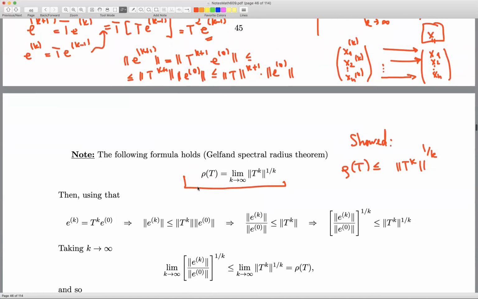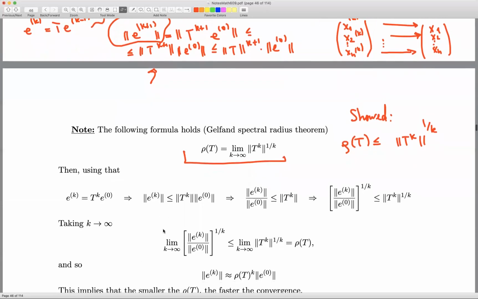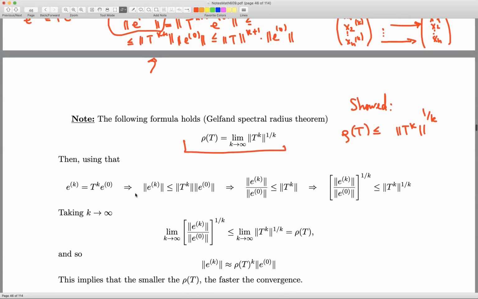And as you can see here, if we write it for k, not for k plus 1, we in fact have this estimate here, that the norm of e_{k+1} is less than or equal to the norm of the matrix T to power k plus 1 times the norm at the initial step. And if we write this not for k plus 1 but for k, this is the inequality that we end up with.